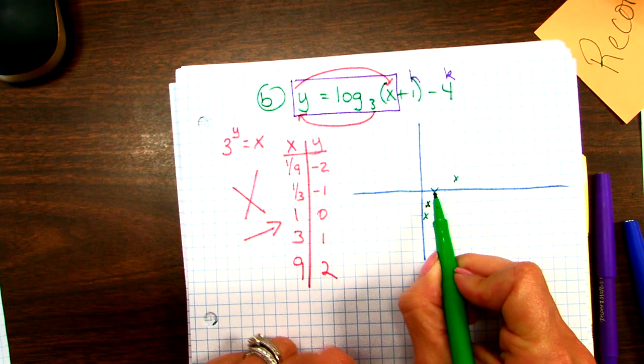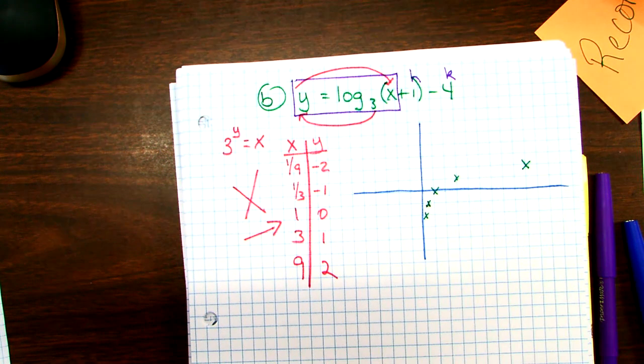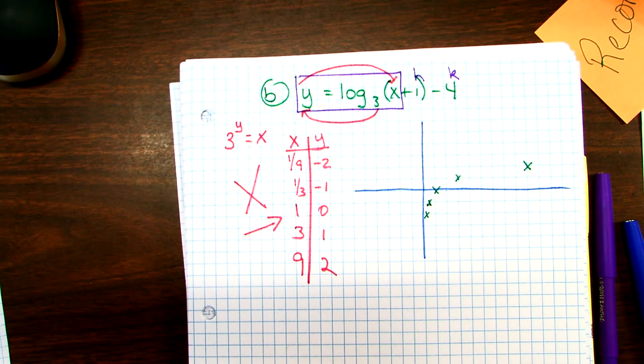And I think I can fit this one. 1, 2, 3, 4, 5, 6, 7, 8, 9. Okay, now I'm not going to connect them, because that's not my final graph. It gets a little messy.